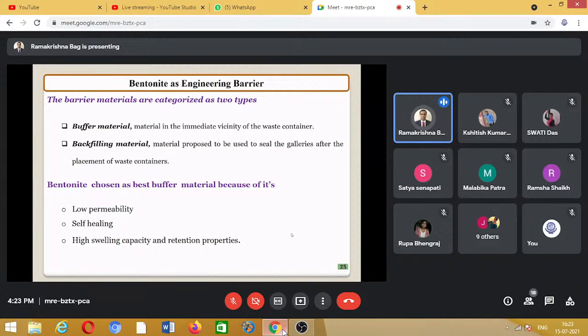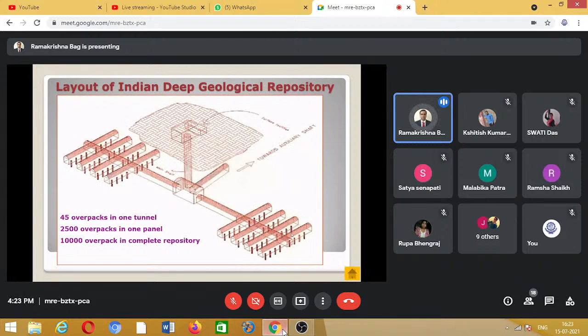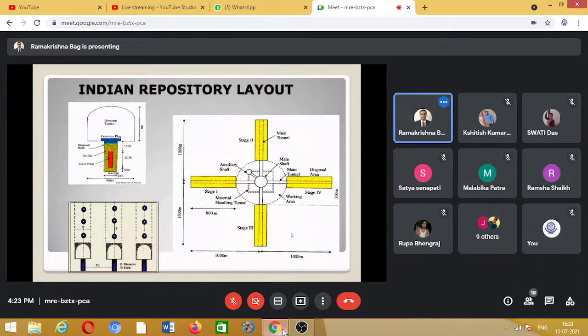The buffer material is the material in the immediate vicinity of the waste container. Also, there is a term called backfill material, the material proposed to be used to seal the galleries after placement of the waste container. So if I go back to the previous pictures, yeah, here you see, this is the overpack, or this is the waste which is filled with the buffer material.